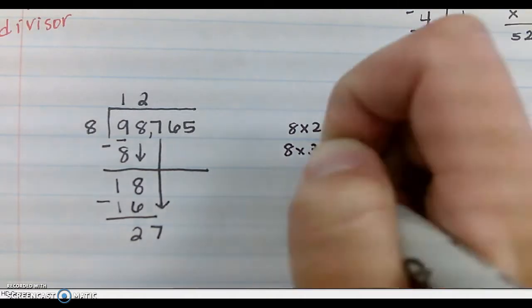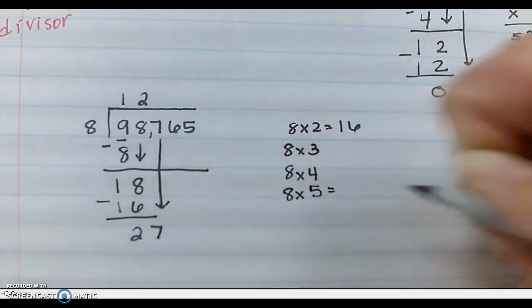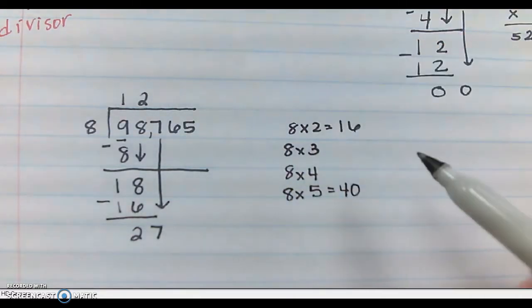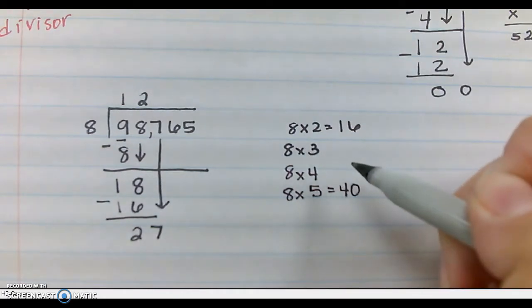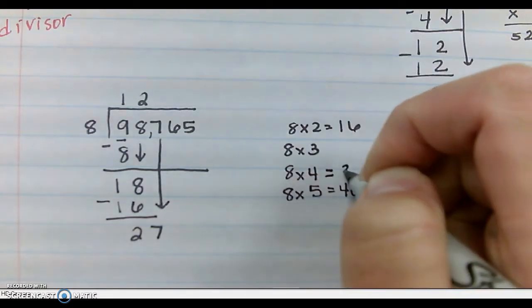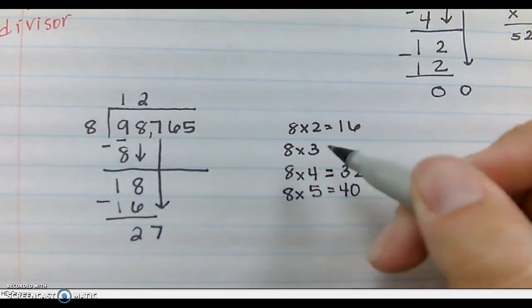Well, why don't I keep going? 8 times 4, 8 times 5. Oh, I know 8 times 5. 8 times 5 is 40. Okay, so it's going to be one of these answers. 40 is over 27. So let's try 8 times 4. 8 times 4 is 32. Still too big for 27, so it must be 8 times 3.